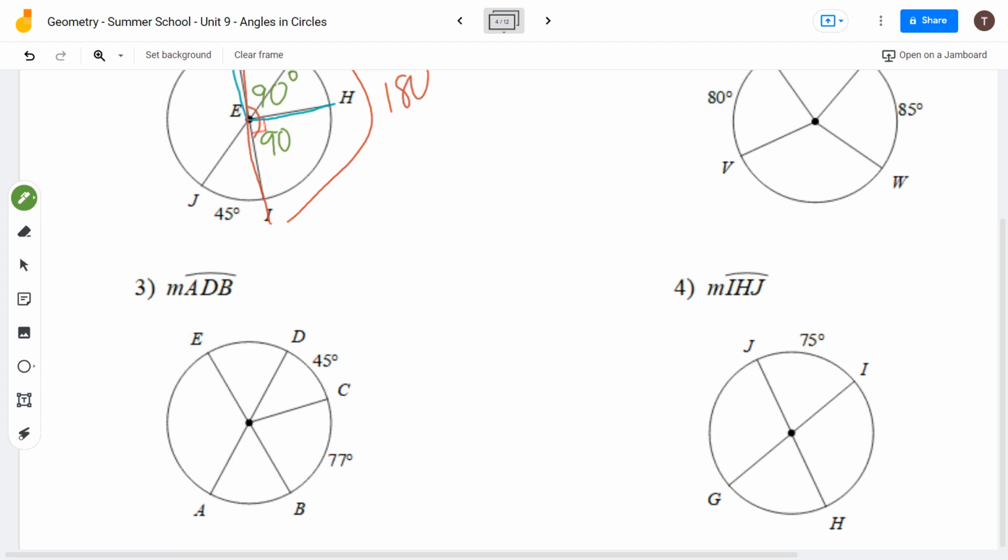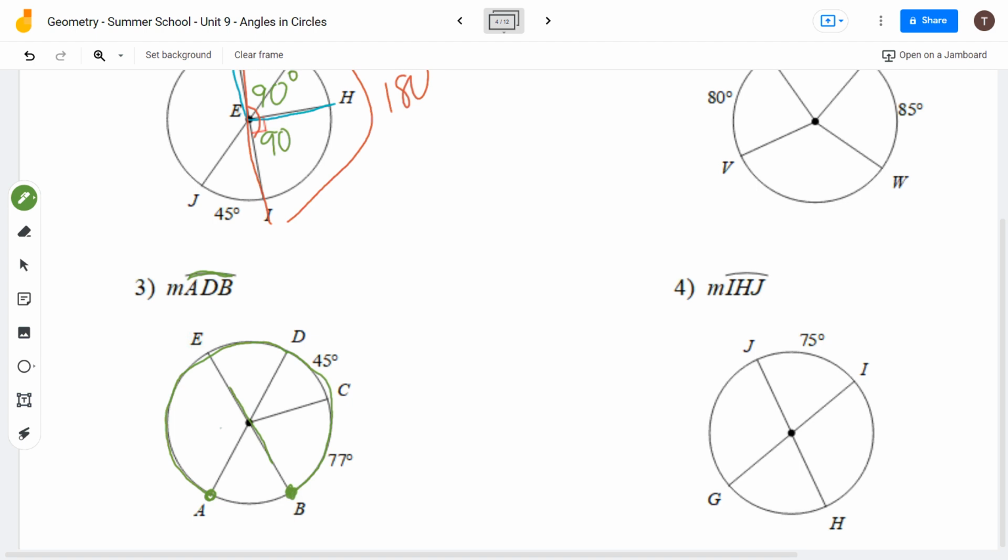For number 3, I'm looking for, now, this little symbol up here means arc. Okay? And if it uses 3 letters, that means it's going to be bigger than 180 degrees. So 3 letters basically means bigger than half the circle. 2 letters would mean smaller than 180 degrees. If you look at number 2, I believe, which means less than half the circle. So if it's 3 letters, I start at A, I go around to D, and then end at B. So it's that whole arc I'm looking for. Now I have another diameter here. Remember we said that cuts the circle in half.